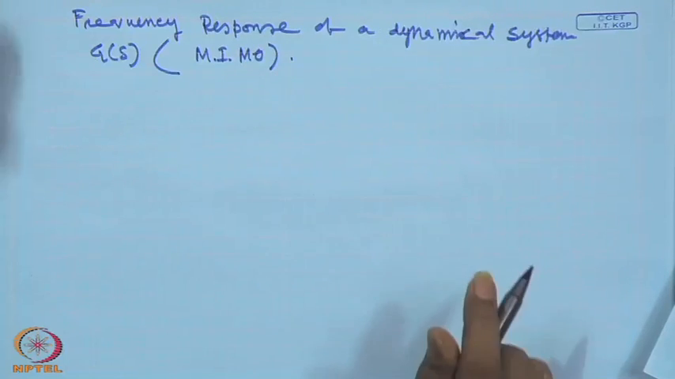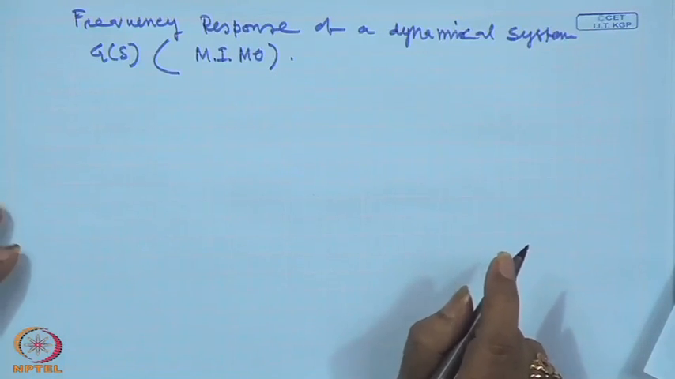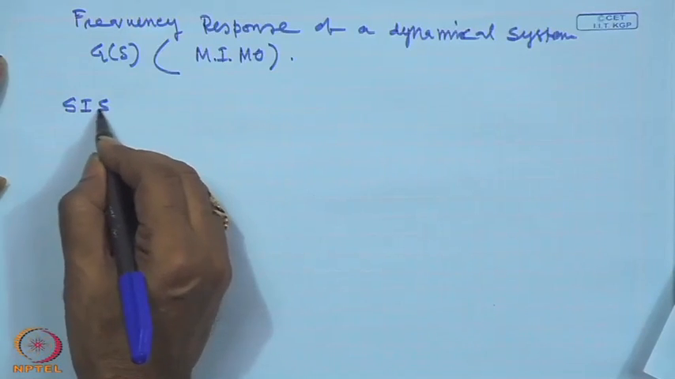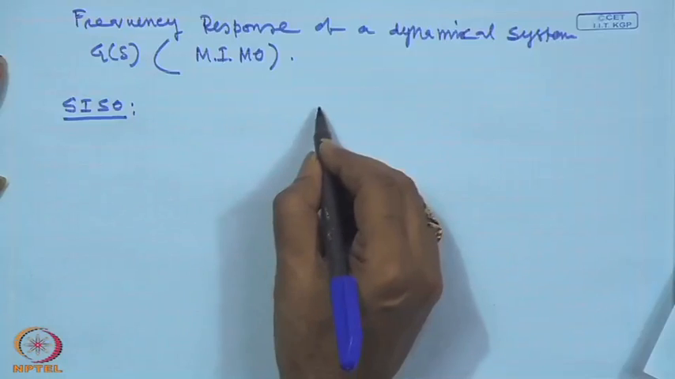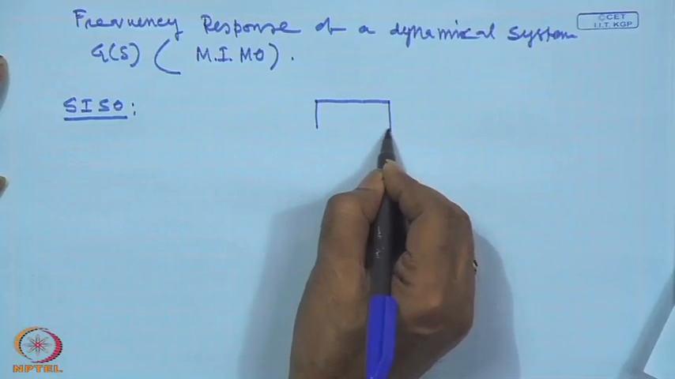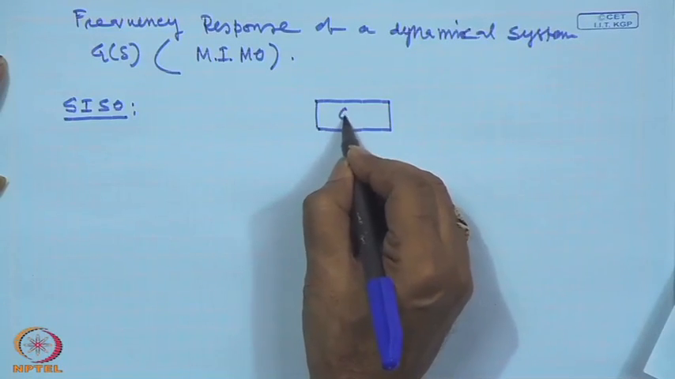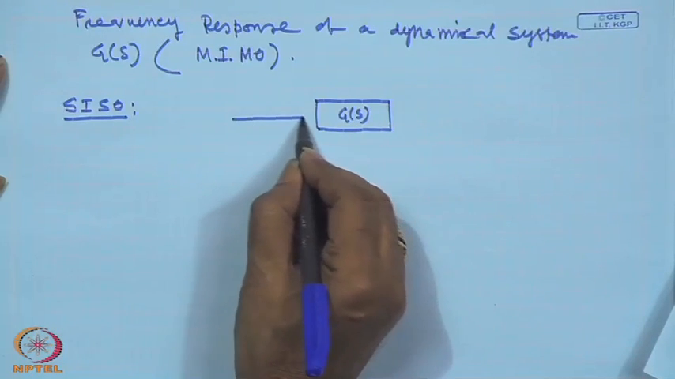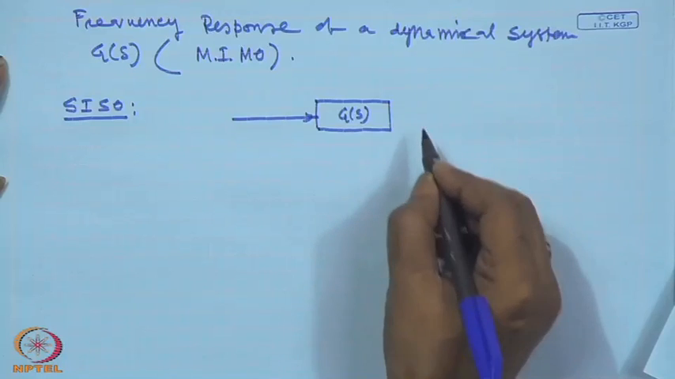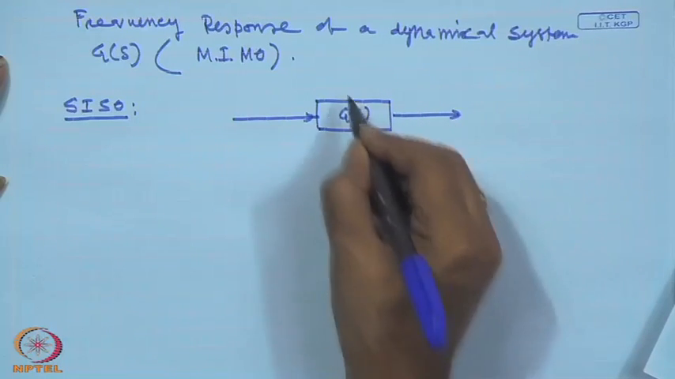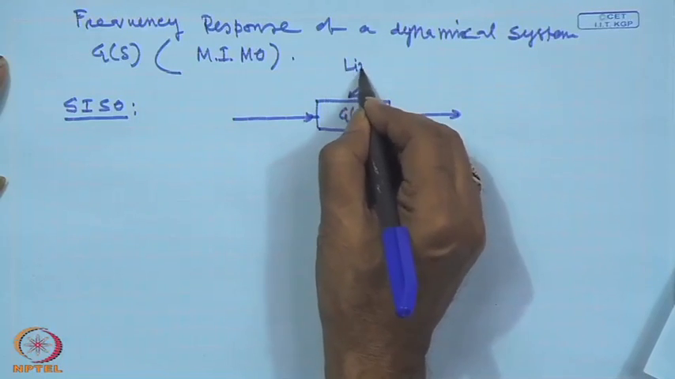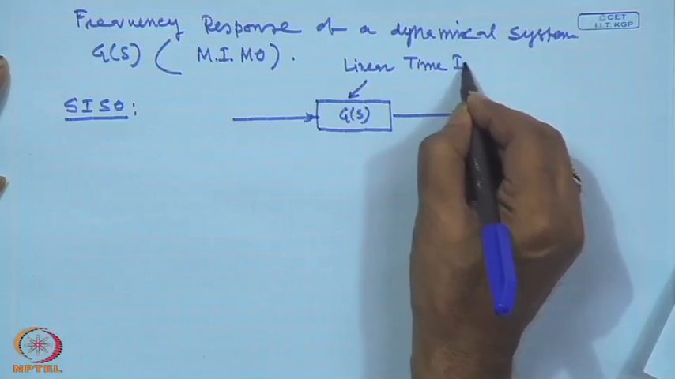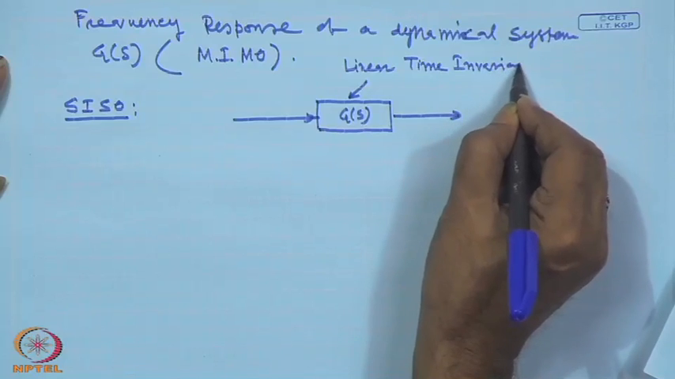We have discussed single input single output a little bit. We know it from the undergraduate class. So, briefly I will first discuss the frequency response of single input single output. Suppose a dynamic system is described by a transfer function model G(s), and I want to get its frequency response. You assume the system is a linear time invariant system.